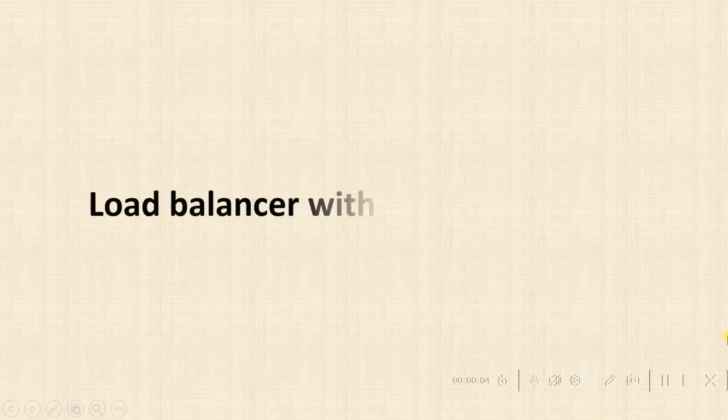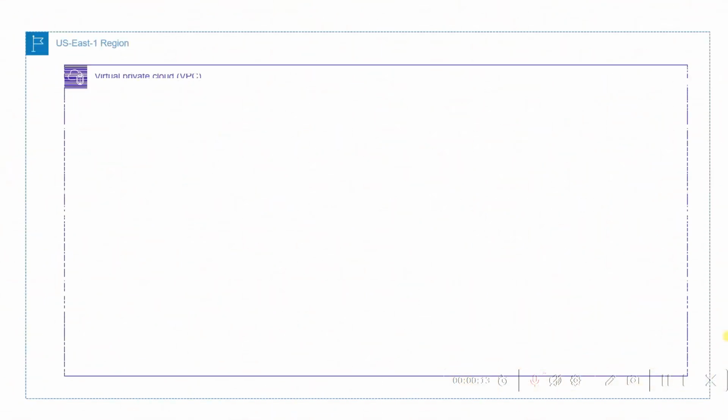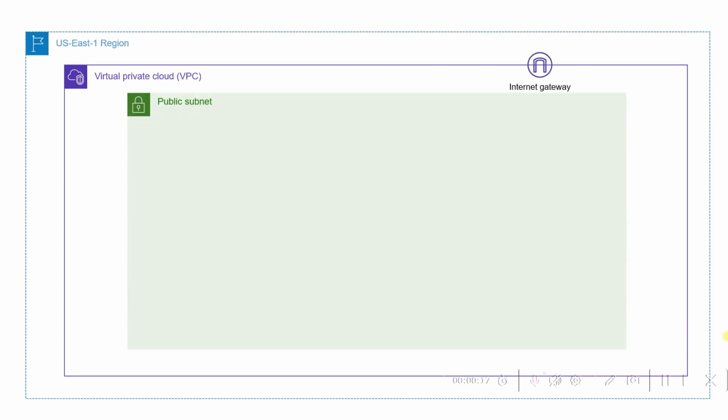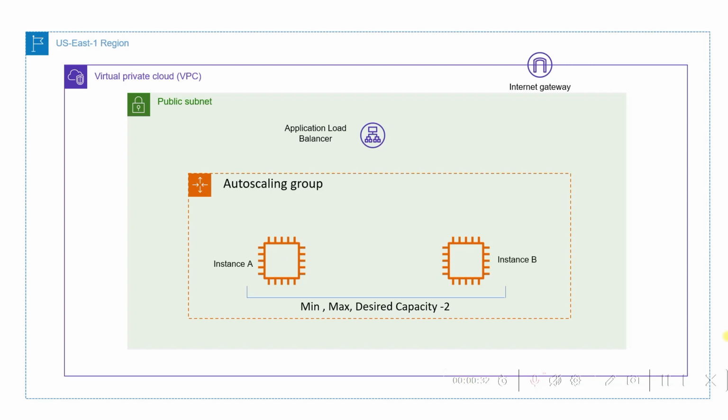In this lecture, we are going to see how to configure a load balancer with an Autoscaling group. In the US East 1 region, we'll configure one VPC with an internet gateway and take subnets. We'll use an Application Load Balancer in this lab. In the Autoscaling group, we'll mention min, max and desired capacity as 2 so that it will launch 2 instances initially, instance A and instance B, for example.